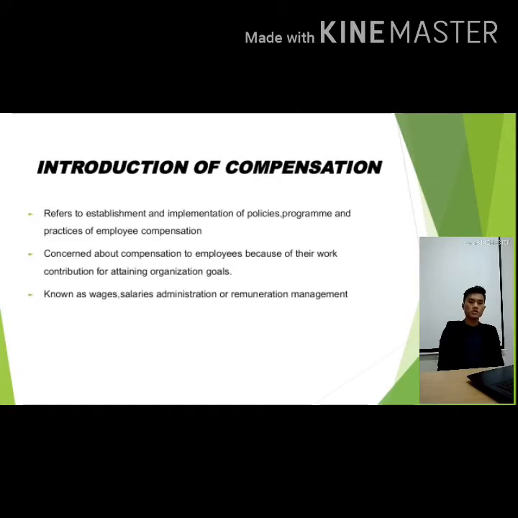Compensation management refers to the establishment and implementation of sound policies, programs, and practices of employee compensation. It is essentially the application of a systematic and scientific approach for compensating employees for their work in a fair, equitable, and logical manner.